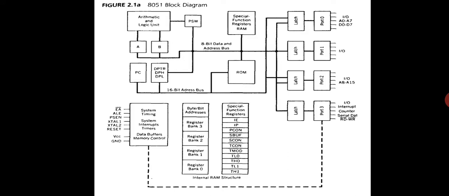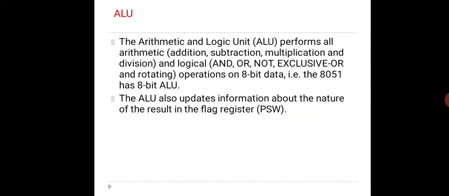Now let us understand each of these blocks, what it is. What is ALU, what is A, what is program counter, what is PSW, what is RAM, ROM, each and everything. ALU, arithmetic and logic unit. It performs all arithmetic operations such as addition, subtraction, multiplication, division, and some of the logical operations such as AND, OR, NOT, exclusive OR, and rotating operations on 8-bit data. That is, 8051 has an 8-bit ALU.